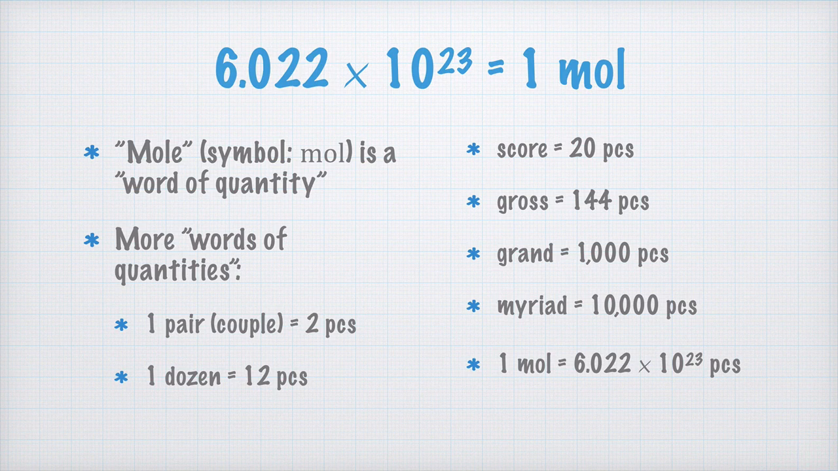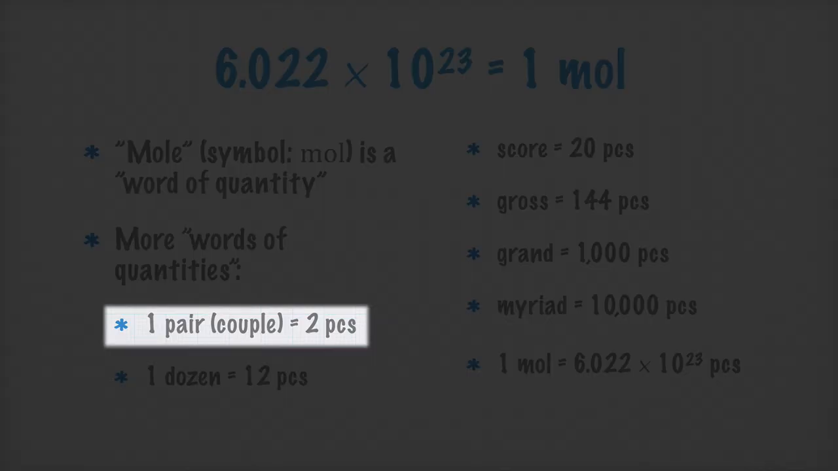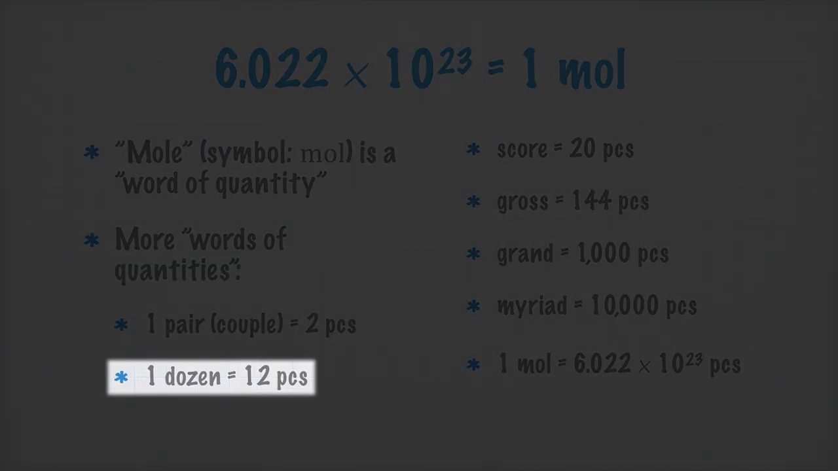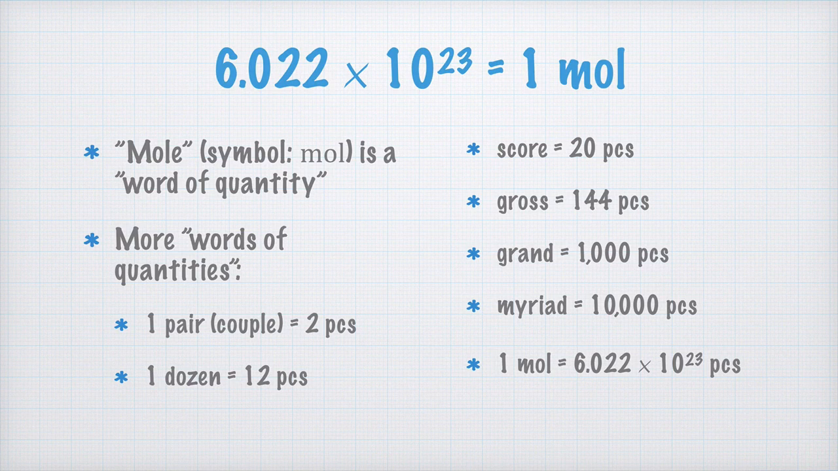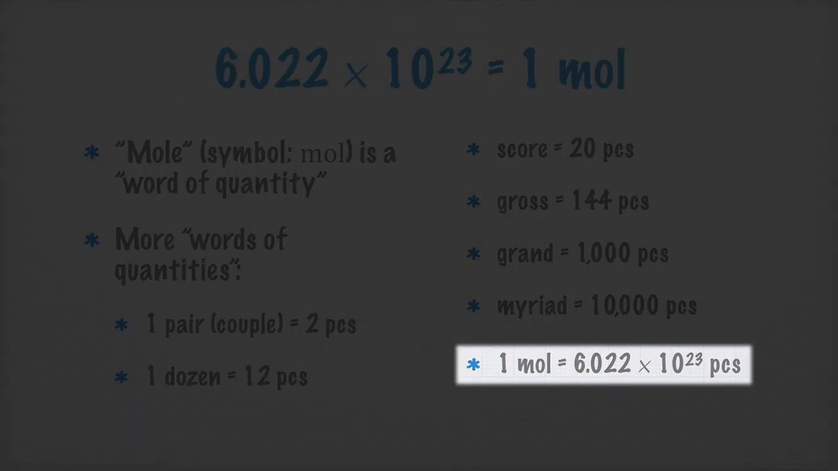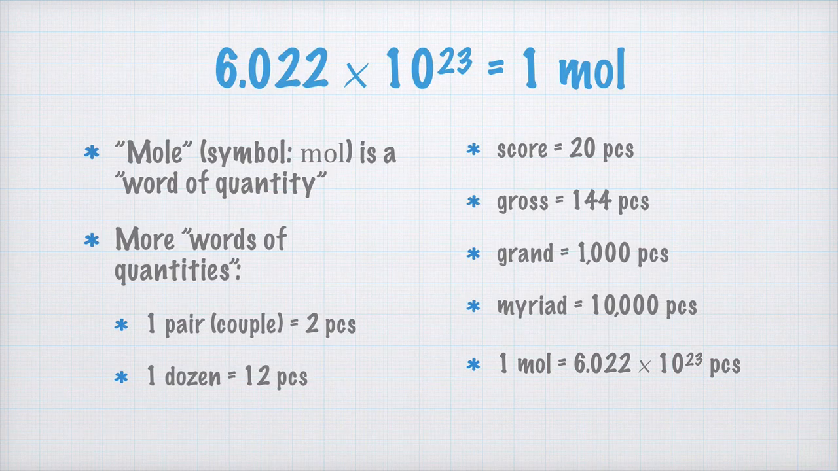And it doesn't matter what it is that you're counting. The amount in a mole is always the same, just like a pair is always 2 and a dozen is always 12, whether it's eggs or donuts. If you have a mole of carbon atoms, they are just as many as a mole of elephants or a mole of television sets, 6.022 times 10 to the 23.